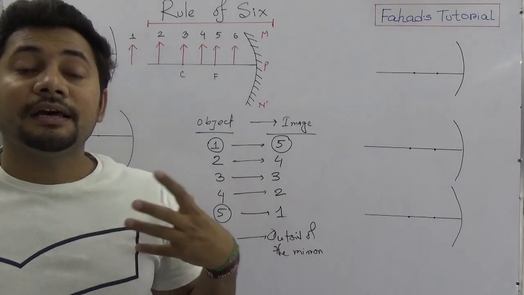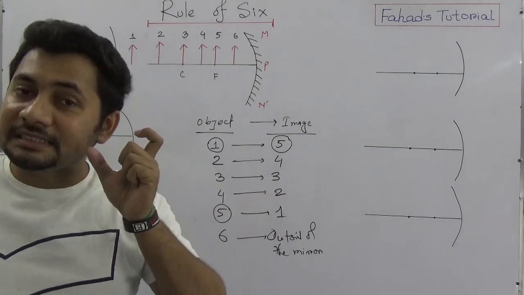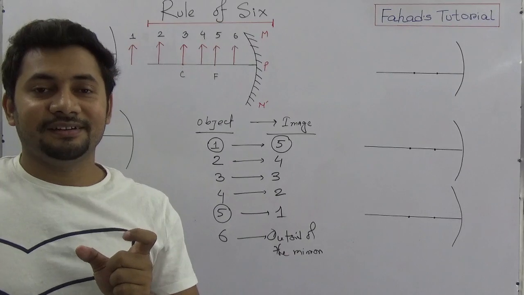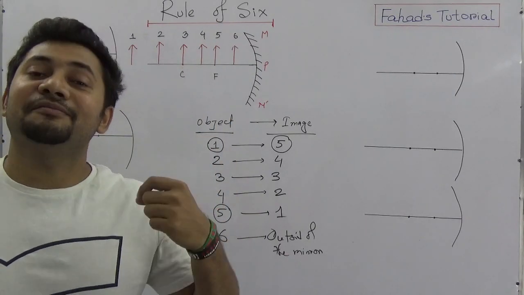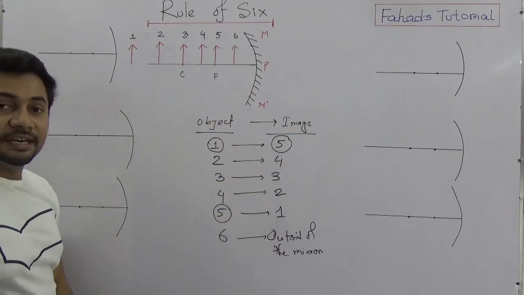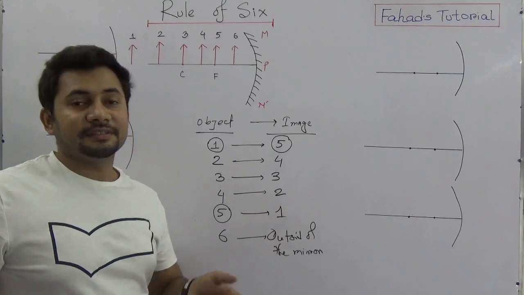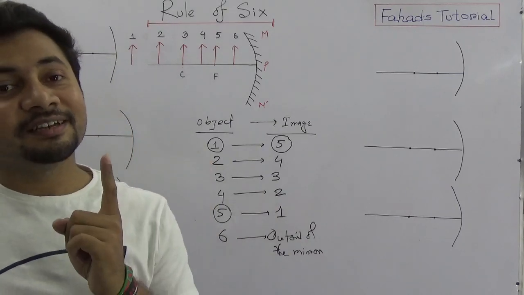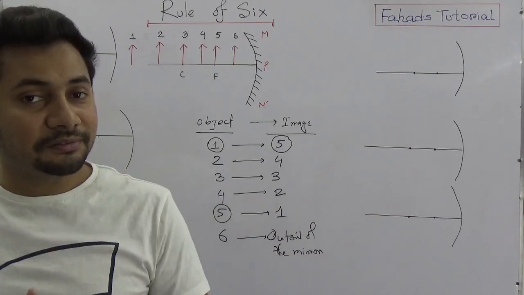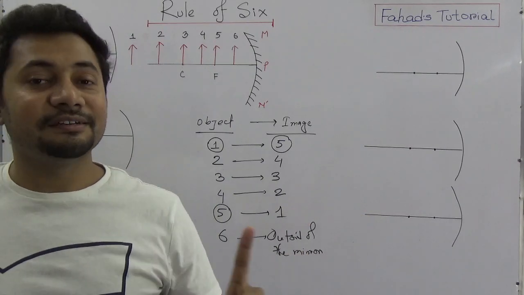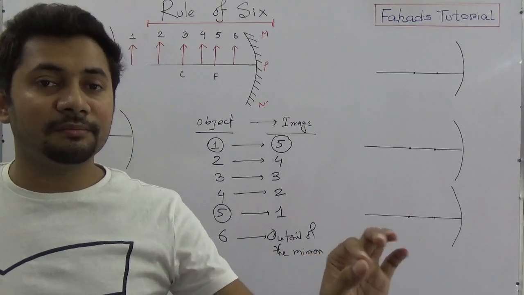Now you might have questions: this is very good, but how do I draw this figure, what is the insight of this study, and how can we find where the image will be? I hope you understand. It's just a preliminary idea: if the object is in number 1, the image would be in number 5. If the object is in number 2, the image would be in 4. If the object is in number 5, the image would be in number 1.